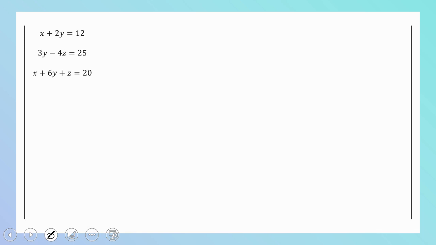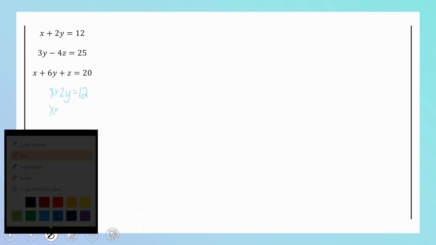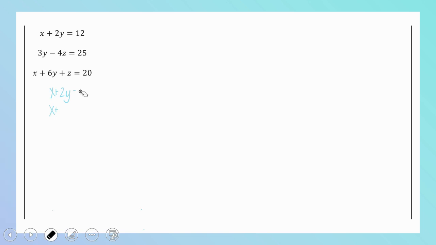So I'm looking at this, and I see that the top equation has an x and the bottom equation has an x, and I'm thinking, what if I were to eliminate those x's because they are the same, okay? So I'm going to take the top equation, the x plus 2y equals 12, and I'm going to combine it with the bottom equation, x plus, I guess I should have left a space here. Let me try this again.